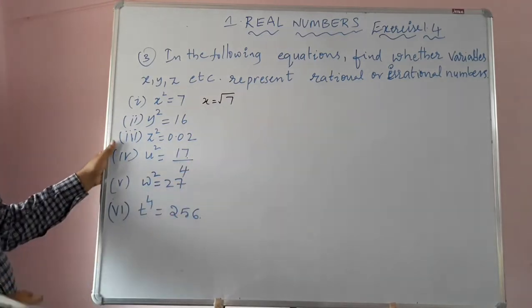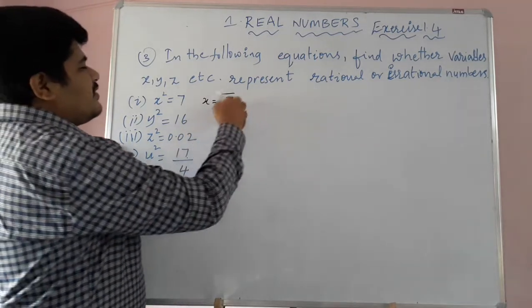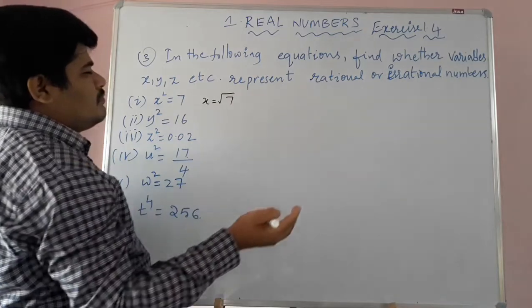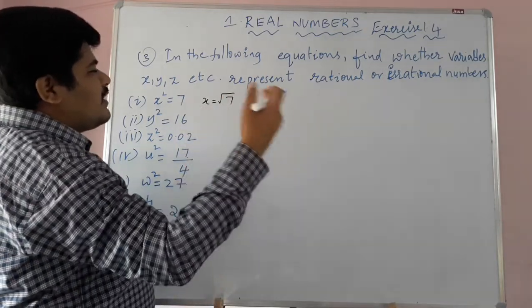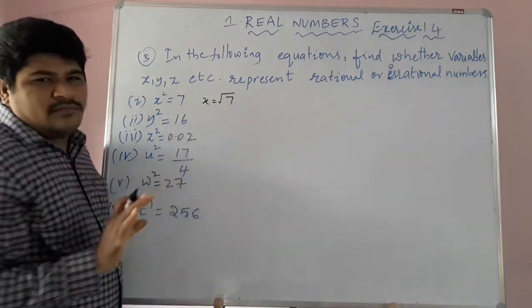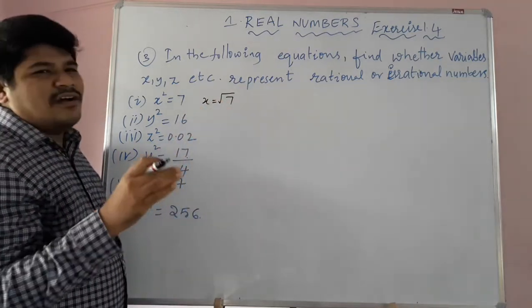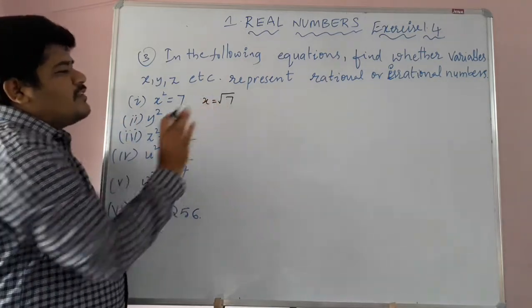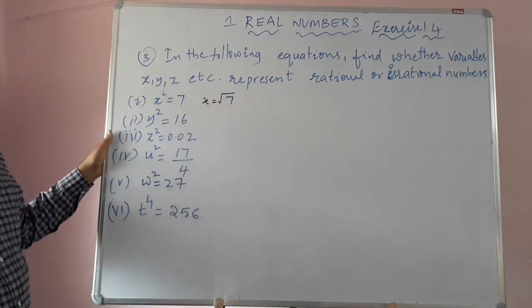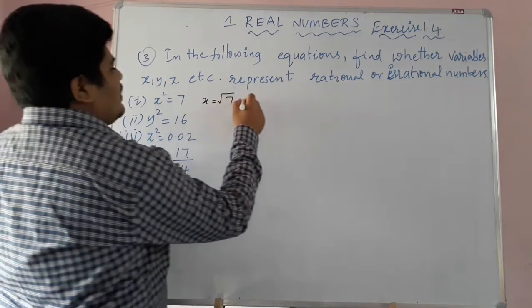Students, see, 7 cannot be expressed as a number with power 2. We can't express some other number to the power of 2 as equal to 7. So we can tell 7 is not the square of any other number. So under root of 7 is an irrational number.